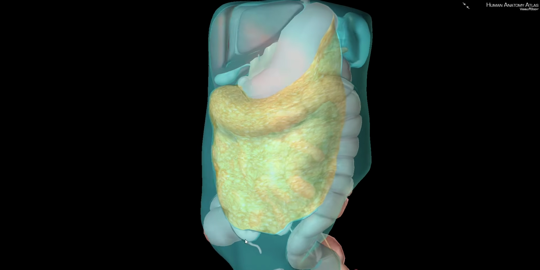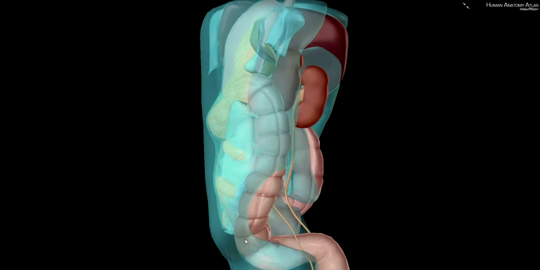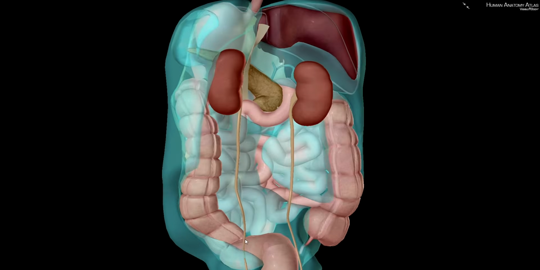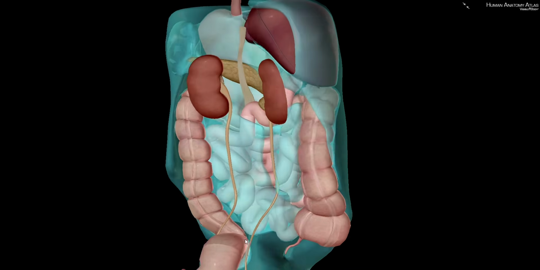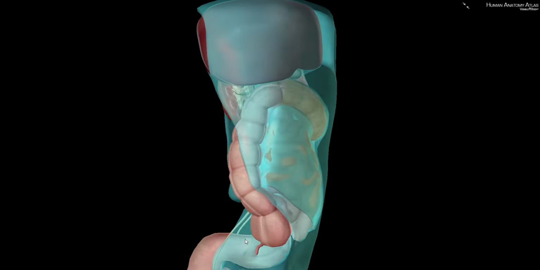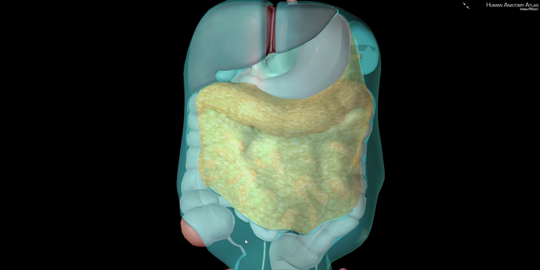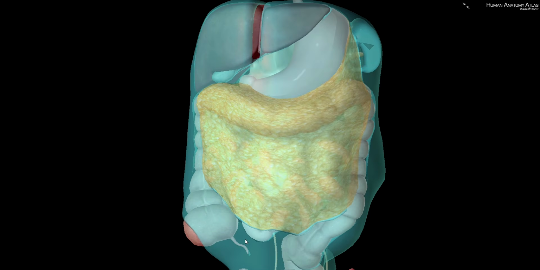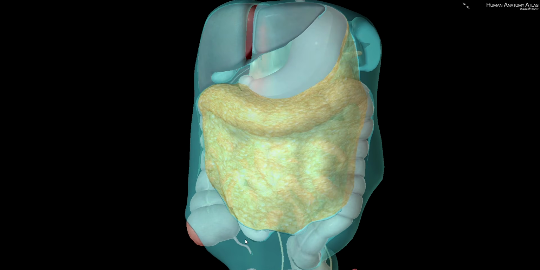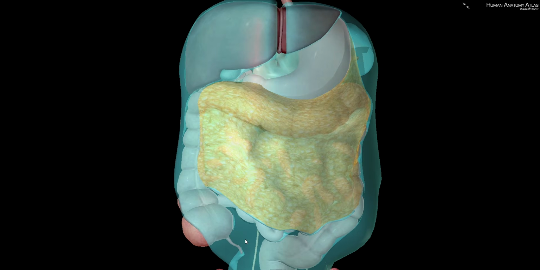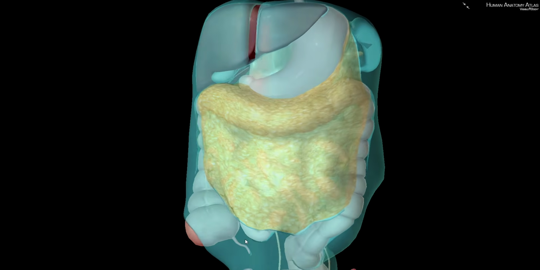Since it is a serous membrane, the peritoneum has two parts, the parietal and the visceral peritoneum. The parietal peritoneum covers the abdominopelvic wall, and the visceral peritoneum covers the abdominal viscera, or the abdominal organs. Between the parietal and the visceral peritoneum, there is the peritoneal cavity.